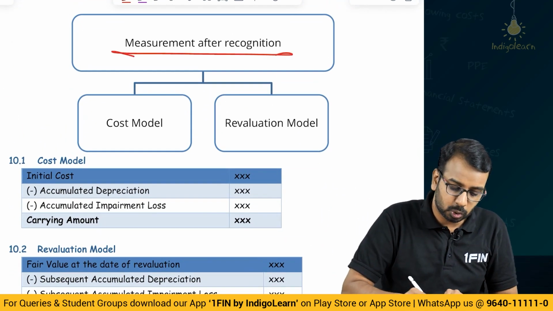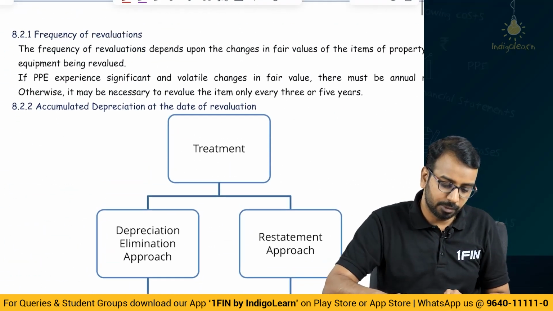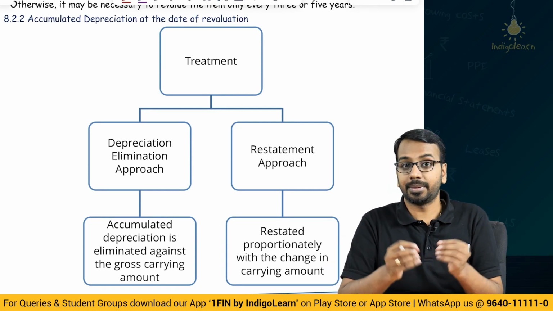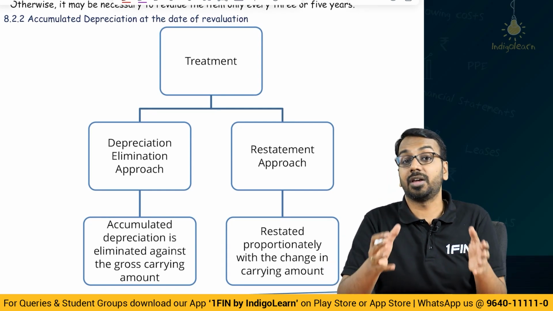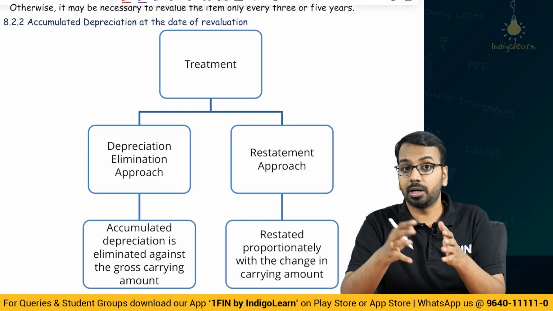Measurement after recognition, cost model is straightforward. The main important one is the revaluation model. Now what is the revaluation model? Revaluation model basically means that I am carrying the property, plant and equipment at its fair value and not using the cost model. So in this case there are two ways to do the revaluation.